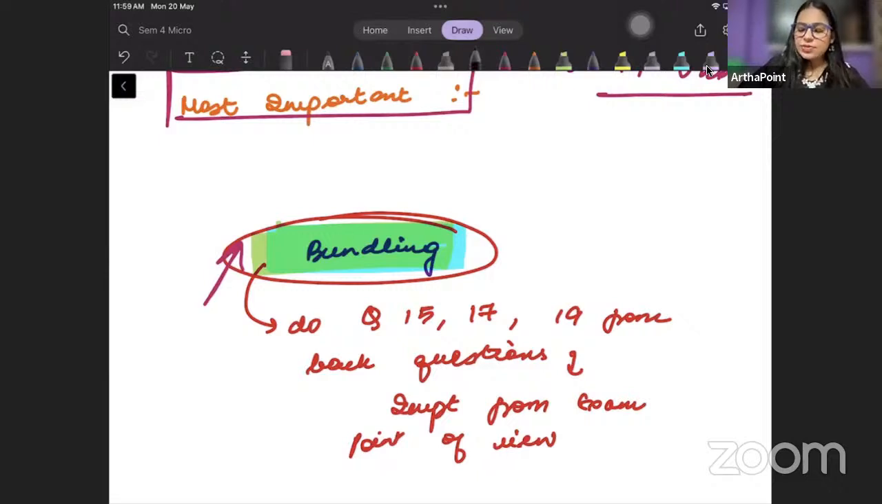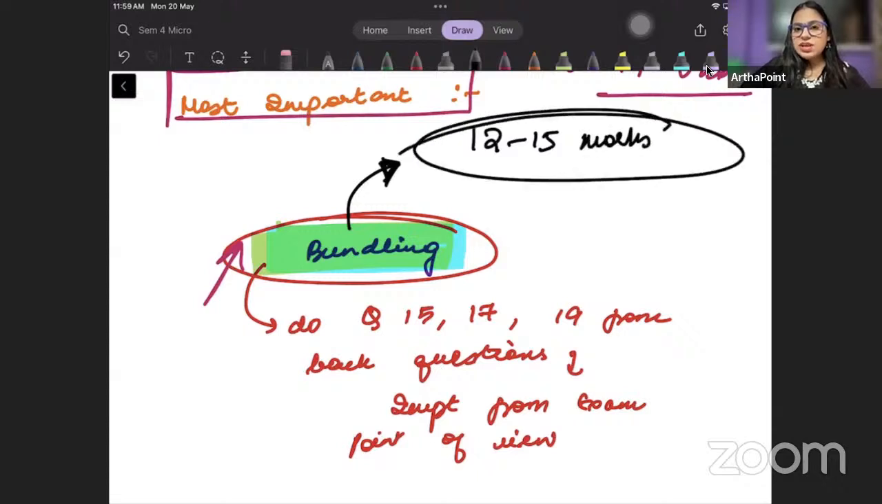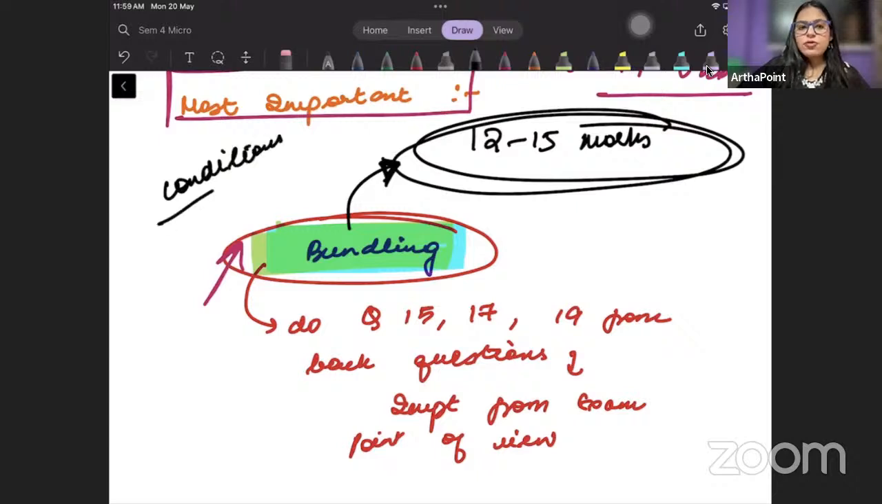So it is my high request that you go ahead and do these bundling questions. Definitely, अगर ये exam में आता है, it will come for 12 to 15 marks directly. So you have to be aware of all the conditions of bundling. जो हमने एक full fledged lecture लिया है bundling के ऊपर, you have to be very well aware about that.